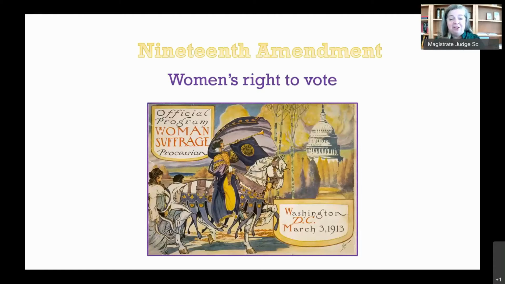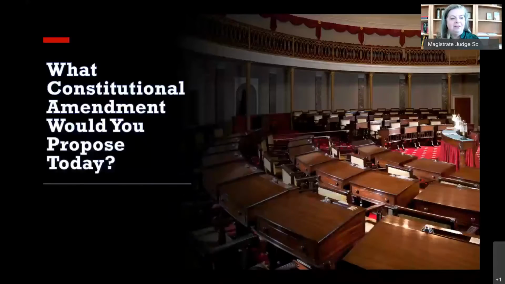There have been many changes to our Constitution. It's been improved over the years. So the question for you, as a student of civics, is if we were to have another constitutional convention, what constitutional amendment would you propose today?